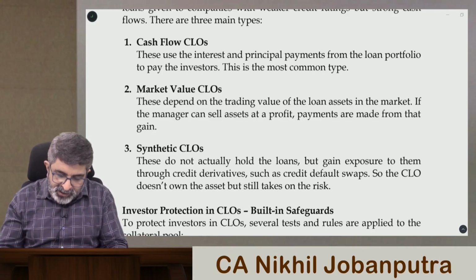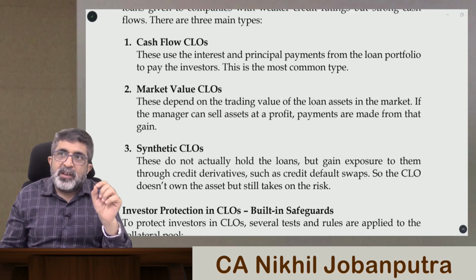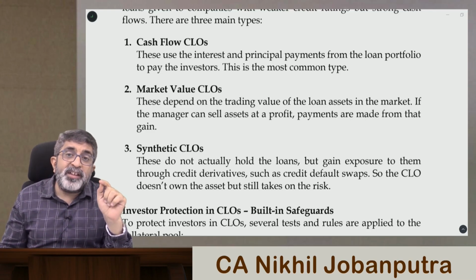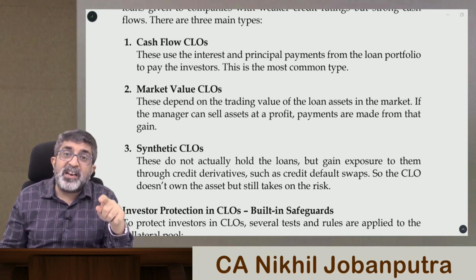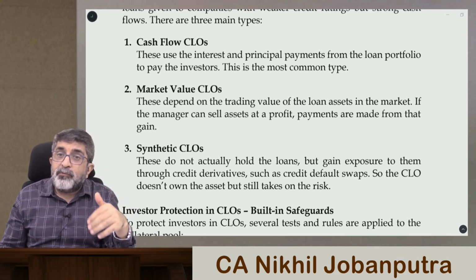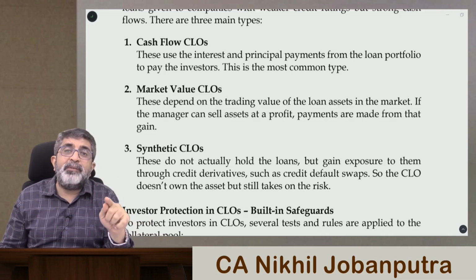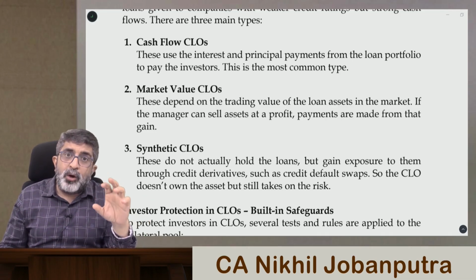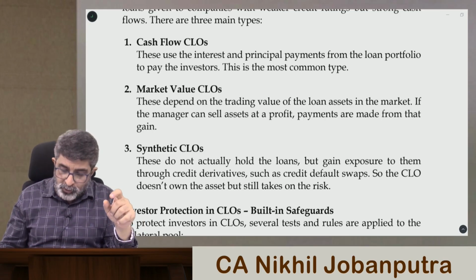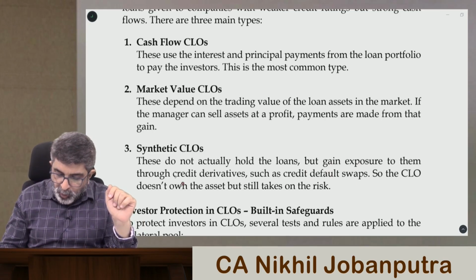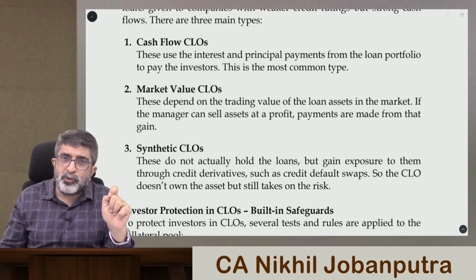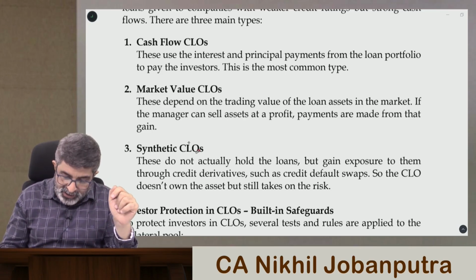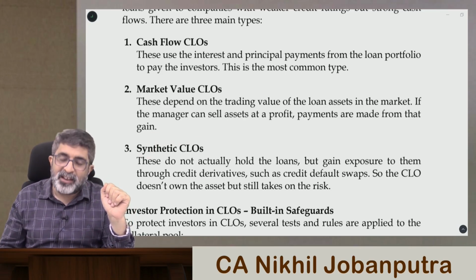And the third category, synthetic CLOs. Here the asset pool does not indicate the right to receive cash flows. In fact, these are credit derivatives where, without owning the asset, you have exposure to that asset. Now in case you have no idea what credit default swaps or credit derivatives are, I highly recommend that you watch my video on credit default swaps. It will give you complete clarity on what synthetic CLOs could be.